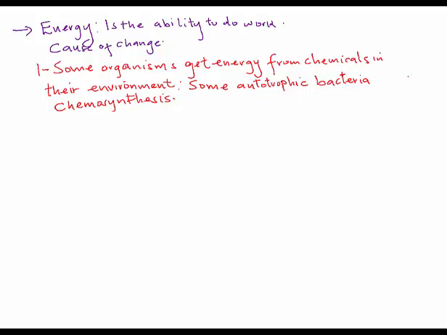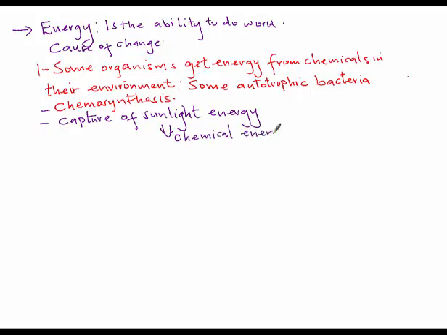Plants, which are also producers, will make their energy by capture of sunlight energy, which they convert into chemical energy that can be used to do work. Some organisms use energy from the environment, as we have said, and some, like the plants and other bacteria, will make their own chemical energy through the process of photosynthesis.